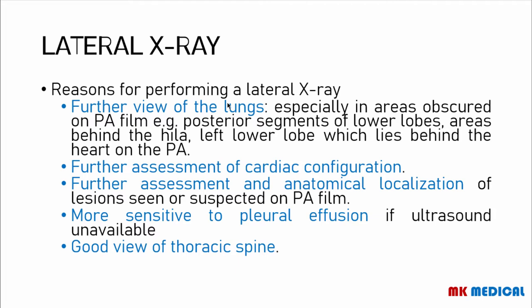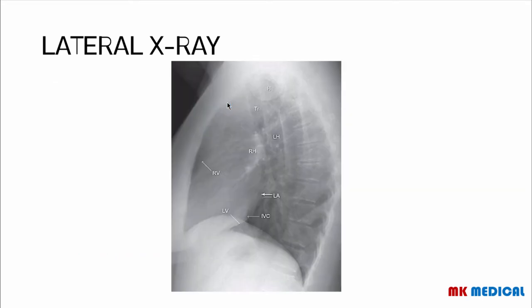Then of course, for further assessment of the cardiac configuration, and also further assessment and anatomical localization of certain lesions you may suspect on your PA chest X-ray. And of course, a pleural effusion can be more easily found on a lateral X-ray than on a PA X-ray. And if you want to view the thoracic spine very well, then a lateral X-ray would be your guy. So here's an example of the lateral X-ray.